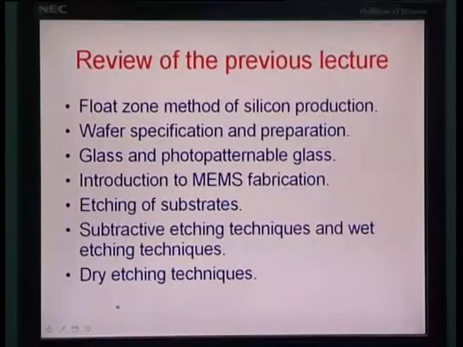We talked about float zone methods for silicon production. We discussed some of the wafer specifications and preparation of the silicon wafer in industries, keeping the standards in mind. We also talked about some of the glasses like borosilicate or soda lime or quartz, and essentially glasses are nothing but combinations of some metal oxide ions along with basic silica matrix. We talked about some photopatternable glasses like Foturan, which can be directly written with optics.